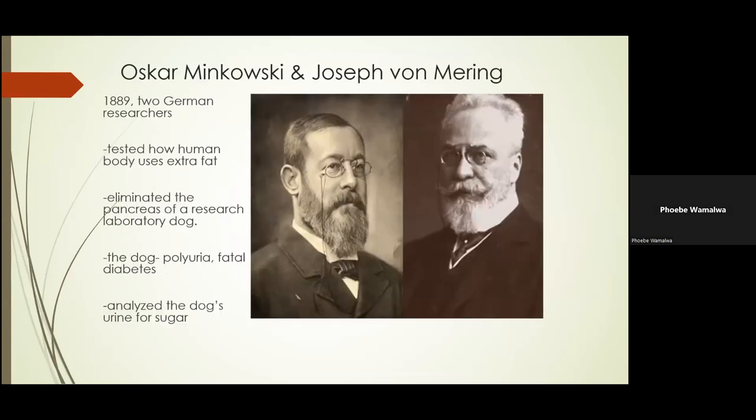But then later on, Mikoski and Mering in 1889, two German researchers, were testing how the human body uses extra fat. And what they did was they removed the pancreas of a research laboratory dog. And what happened later was the dog developed polyuria and fatal diabetes. And later on, when they analyzed the urine of the dog for sugars, they actually found that the urine was sugary.